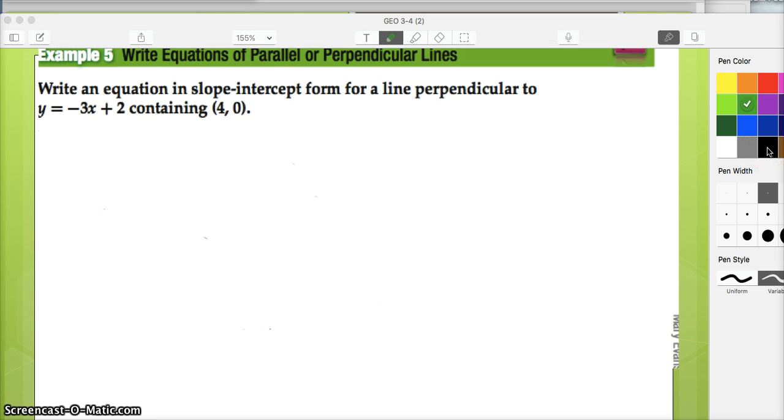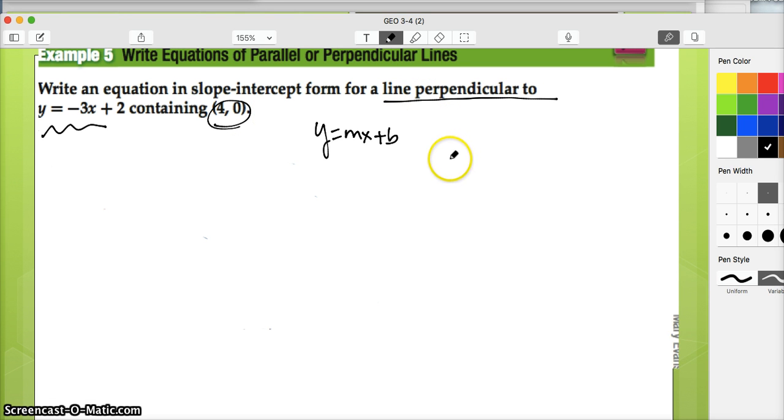Here we'll be looking at writing an equation of a line. Let's read it out. Write an equation of a line in slope-intercept form. So we're still dealing with y equals mx plus b. And what we want it to be is perpendicular to this line and containing this point. Perpendicular to this line and containing this point. What are the two things that we want? We want the slope and we want the y-intercept.